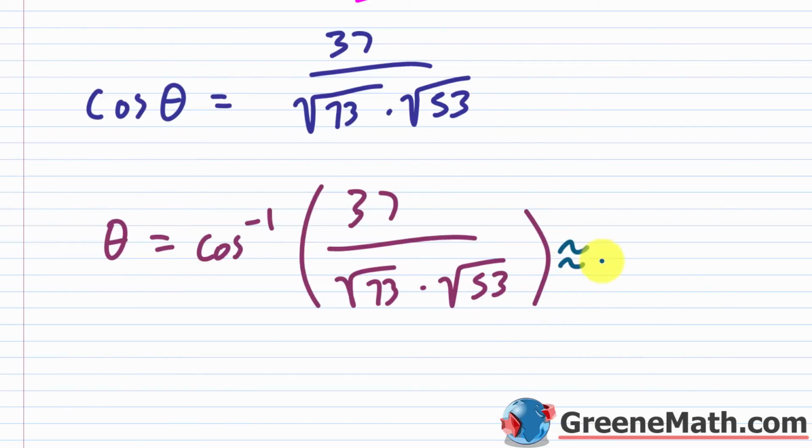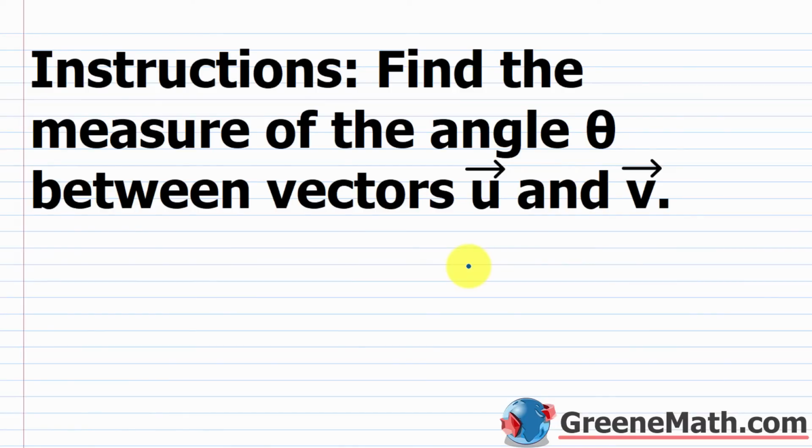You're going to get about, let's say, 53.5 degrees. So that would be the angle between the vectors u and v. All right, for the next few problems, the instructions will change. Now we want to find the measure of angle theta between vectors u and v.